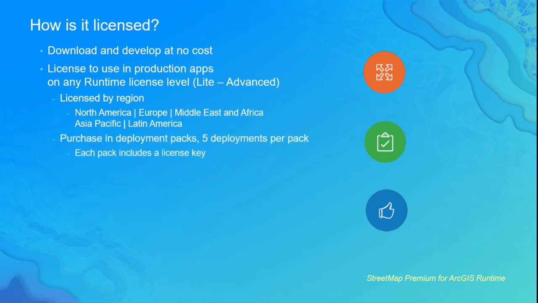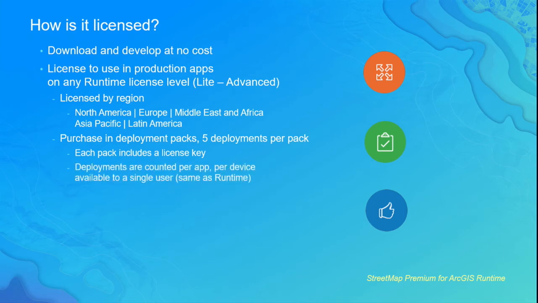How is it purchased? Right now, we only license use of StreetMap Premium in Runtime via a license key. License keys are distributed in deployment packs. You get five deployments per pack, and each pack contains a license key. This is just a string, basically, just like you get with other Runtime capabilities, whether it's a Runtime level license or other Runtime extensions. It's a license key. This deployment pack is sold in a minimum of five apiece.